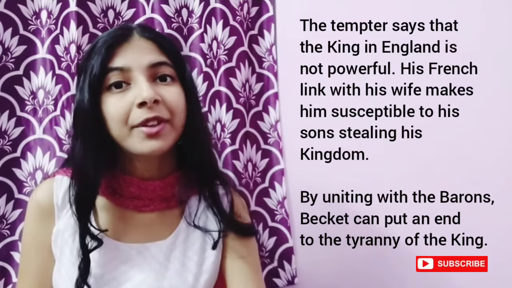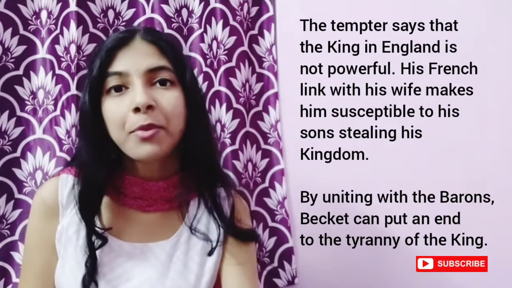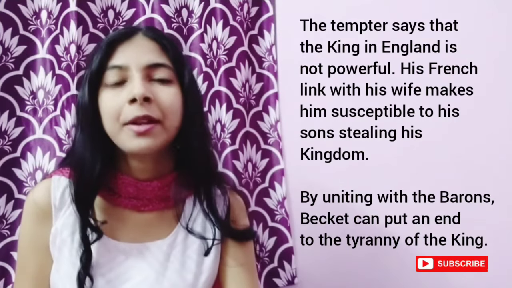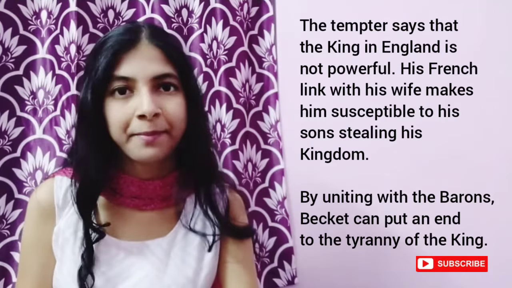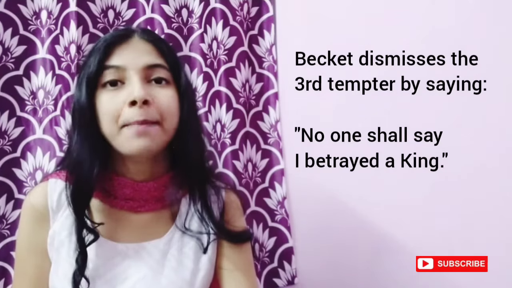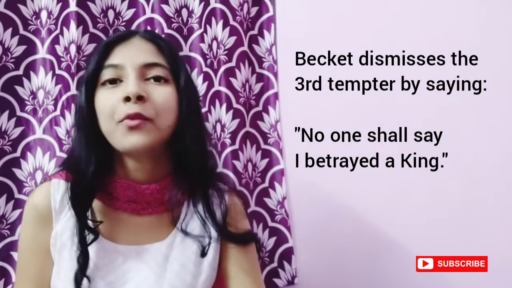So the third tempter tells Becket that if Becket comes to their side, then they can together put an end to the king's tyranny. Becket dismisses the third tempter by saying, "No one shall say I betrayed a king." The third tempter leaves saying that he hopes the king acknowledges Becket's loyalty for him. After the third tempter leaves, Becket says that this thought of breaking the power of the king had crossed his mind, but he had rejected it because Becket dearly loved the king and trusted God.